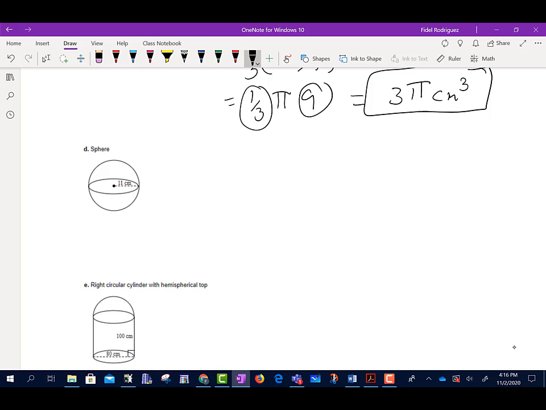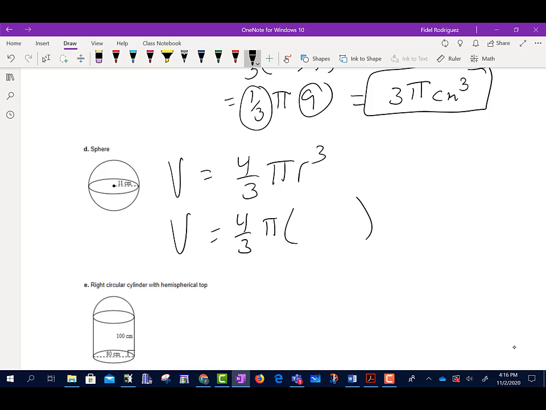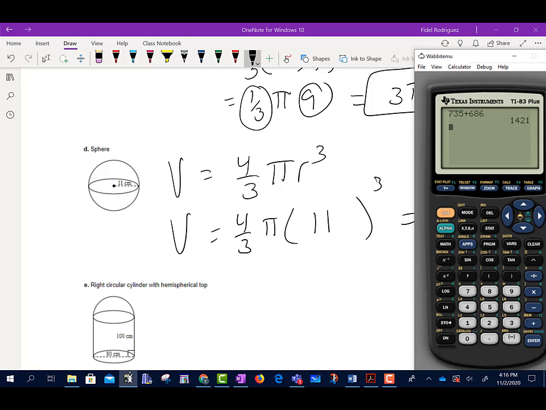And let's see, we have another sphere. So remember, the formula for the sphere we said was 4/3 pi r to the third. So this is 4/3 pi. My radius in this case is 11 to the third. Okay. So let me get my calculator.